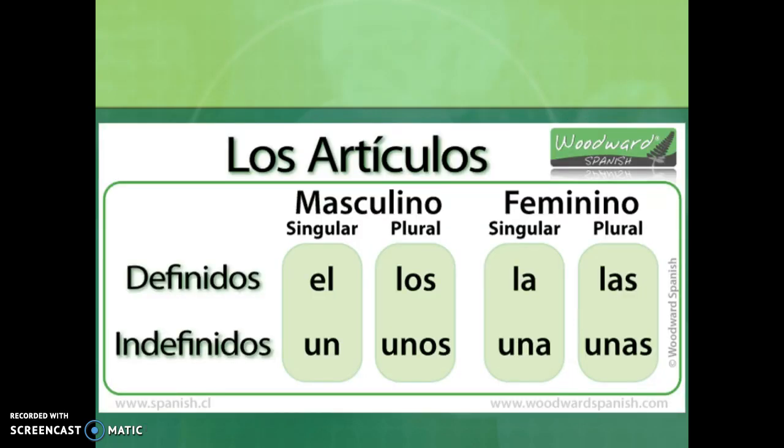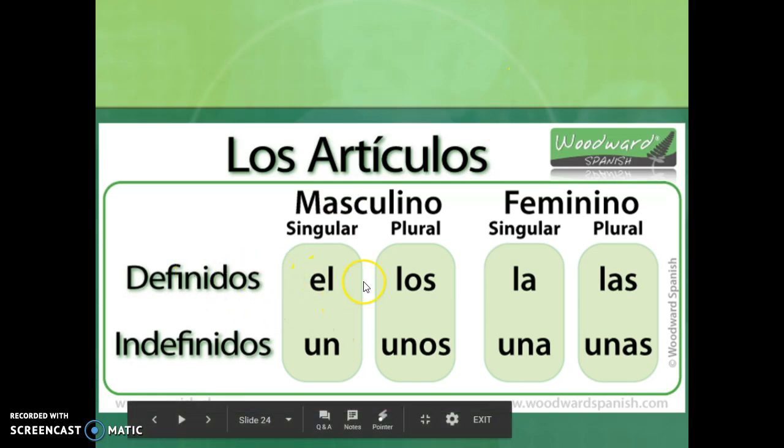Here we have a chart just showing all of our articles, the definite articles, meaning the, el, la, los, and las, as well as the indefinite articles, meaning a or an, for un and una, meaning some for unos and unas.